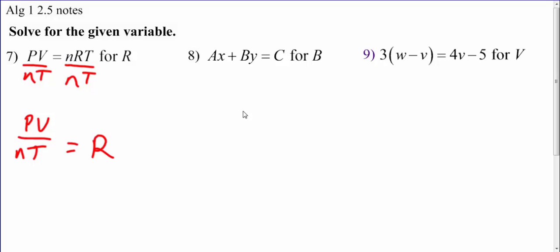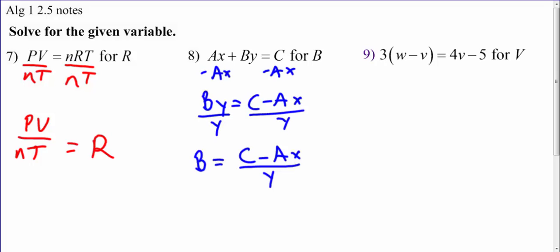As a matter of fact, why don't you pause the video again and you do number 2, and then we'll do number 3 together. Okay, you can see what I did on number 8 now. Subtract ax, that got the by term by itself, and then divided by y because we were trying to solve for b. All right, one more, number 9, and I found a small error on my problem.